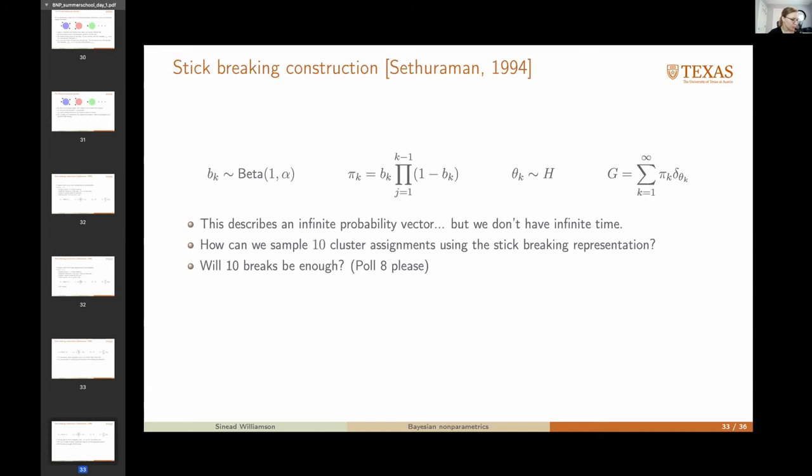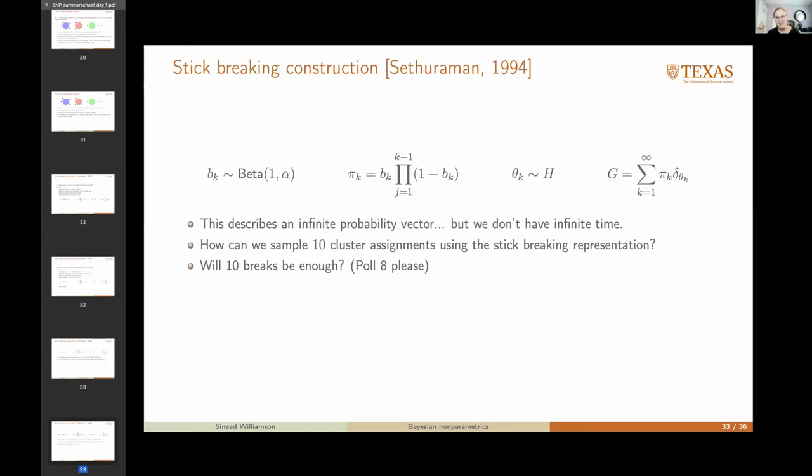Okay, so looking at the responses so far, the majority are saying, yes, that will always be enough. So let's think about this. We know that the maximum number of clusters that we see is going to be 10, right? Because we've only got 10 points. But remember, we're not generating these necessarily in size order. So it's entirely possible that if we generated the entire infinite sequence and then we sampled the first one, it comes from component 20, right?